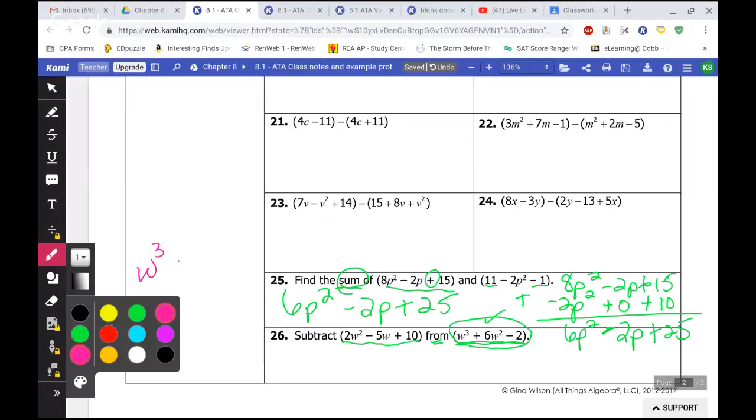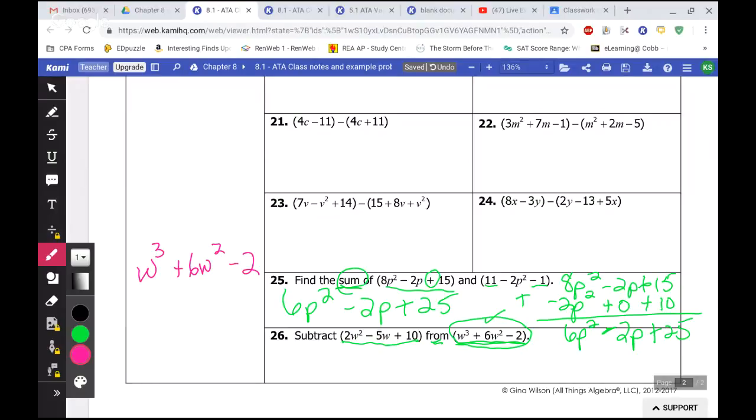W cubed plus 6w squared minus 2. This is what I'm subtracting. But this one doesn't have a w cubed term. So I'm going to stick a 0 in as my placeholder. And I'm subtracting. So I've got to remember that this means there's going to be a minus here, right? So I'm going to distribute that minus to everything. So I've got a minus 2w squared.